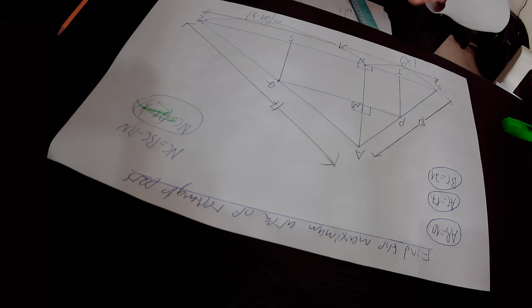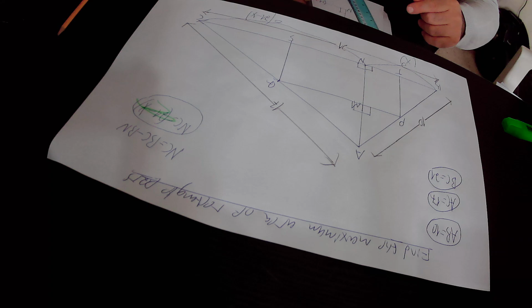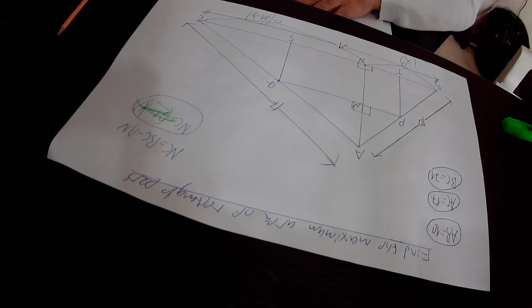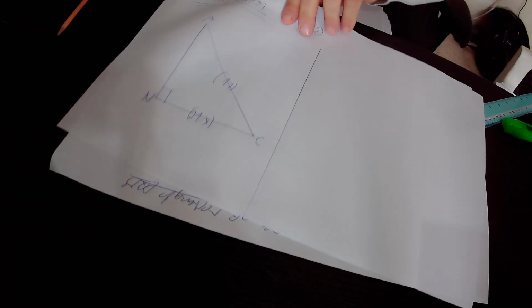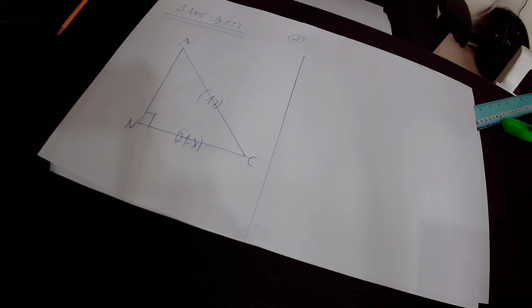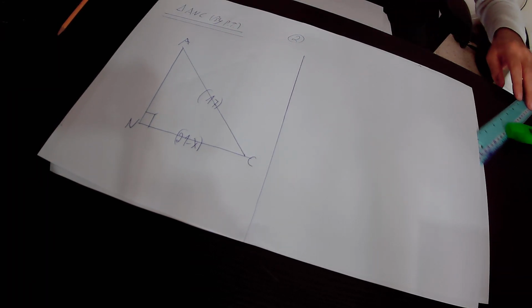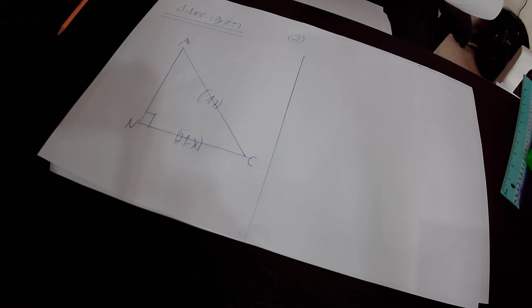Side NC equals 21 minus x, according to what we have already found out. The hypotenuse AC equals 17 units in length. So actually, this is the right triangle ANC that I copied from the original drawing. According to the Pythagorean theorem, in this right triangle ANC, AC squared equals NC squared plus AN squared. Write it down; it will be equation 2.